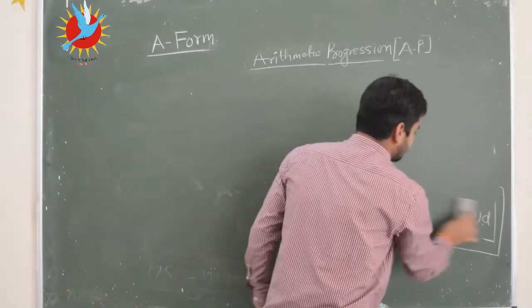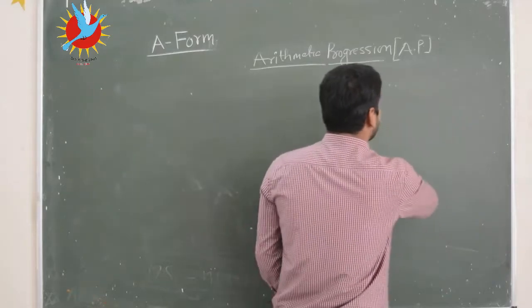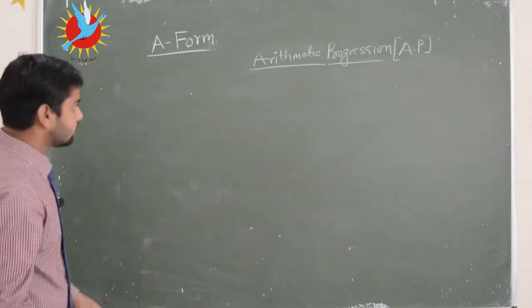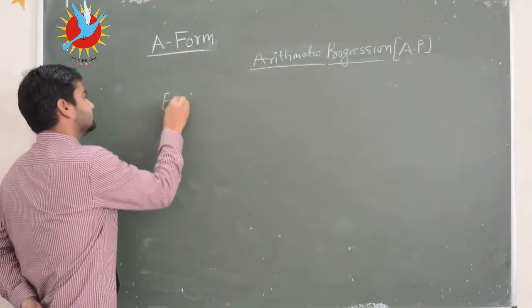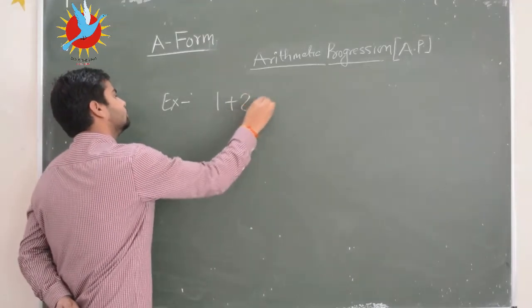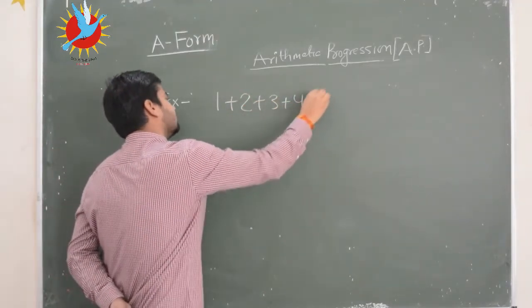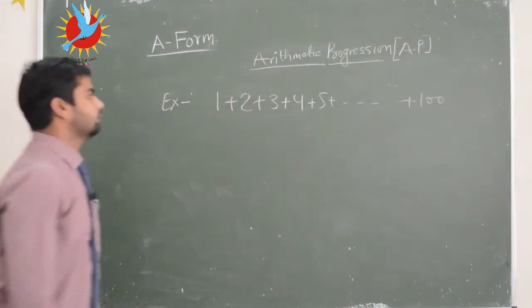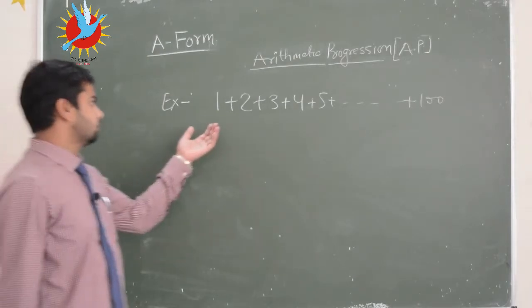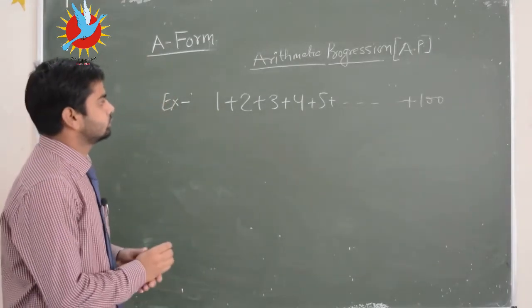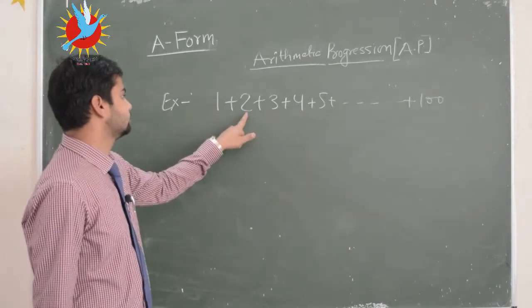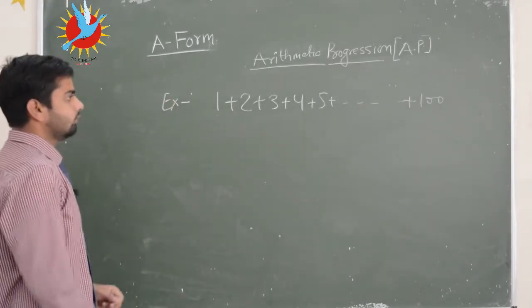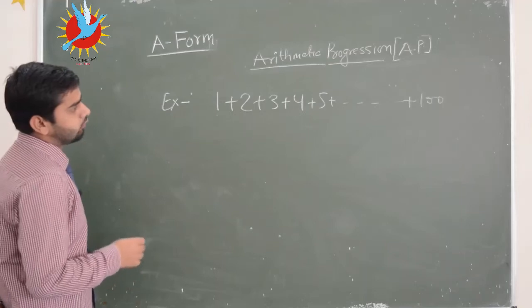Suppose we want to add very common numbers, the first 100 natural numbers, and we want to calculate what value we will get. So suppose we want to add 1 plus 2 plus 3 plus 4 plus 5 up to the last term 100, and calculate the sum we will get after adding these numbers. If we try to add 1 plus 2 and then 3 and then 4, it will take more time. Here we will simply use our formula for AP.